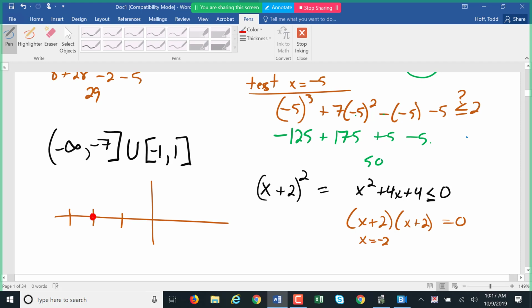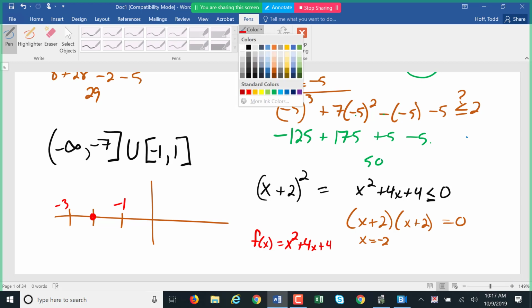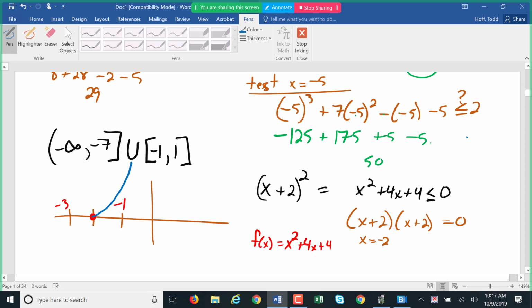Well, if I test -3 and -1, both of them are going to be false here. Why are they both going to be false? Well, because if I did the function f of x equals x squared plus 4x plus 4, I get a parabola with its vertex right there, and it opens upward. So it's always above the x-axis except at the vertex. Now, if this were strictly less than, there would be no solutions for this. Since it is less than or equal to, the only solution here is x equals -2. That's the only time that it is less than or equal to 0.